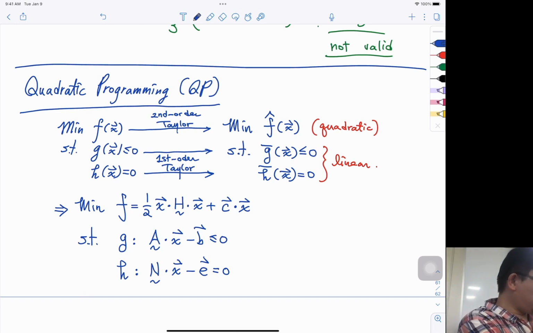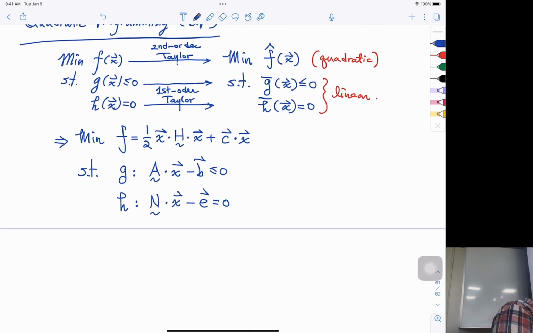For the G and the H, we just write them in a matrix form, like A matrix dot product with our X minus a vector of the coefficients. That must be smaller than or equal to 0. For the equality constraints, N times X minus E vector. Okay? It's a general form. And very importantly, we still can only handle positive X. So this is important. Just like linear programming, we only handle positive X vector. Okay?